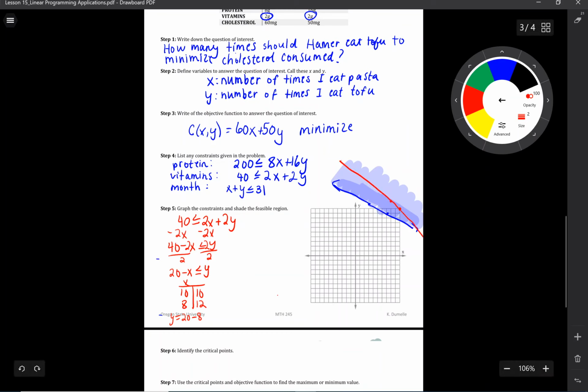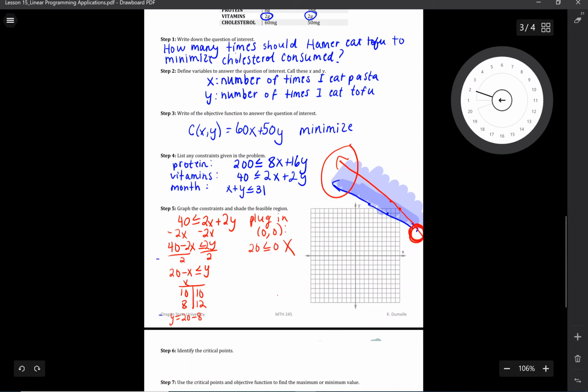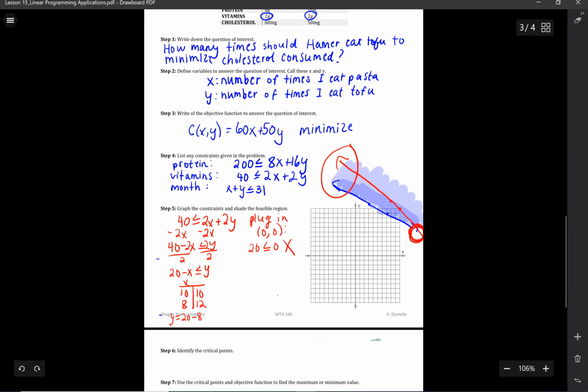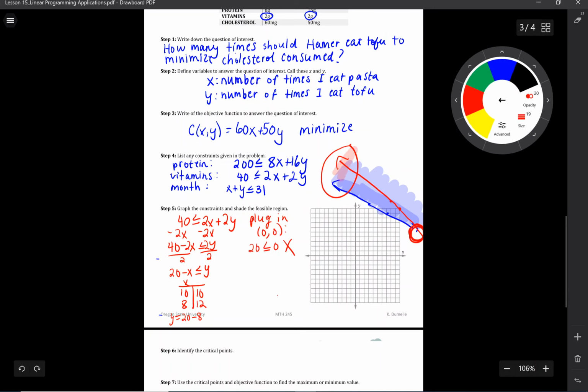Over in this direction, they're not going to intersect. They're getting further away from each other, but they will intersect in this direction. Next, I need to figure out my shaded region. So let's plug in the point (0, 0). If I do that, I get 20 less than or equal to 0. Not true. So I shade the region that does not include the point (0, 0), which will be this part.